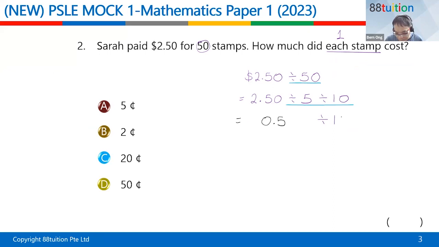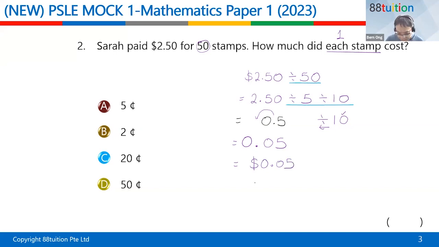Don't panic. Remember what I said just now? Divide means to the left. 10 means 1 umbrella. The decimal is already here. You move 1 step to the left. Right? Therefore, your answer will be 0.05. Right? What is the meaning of 0.05? 0.05 is actually in terms of dollar, 0.05 like that.